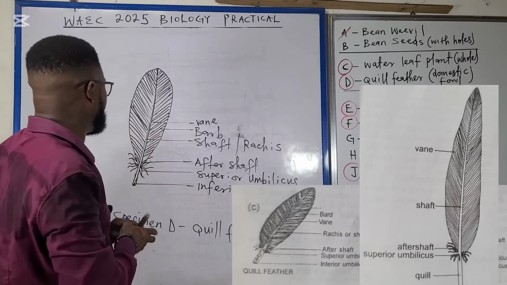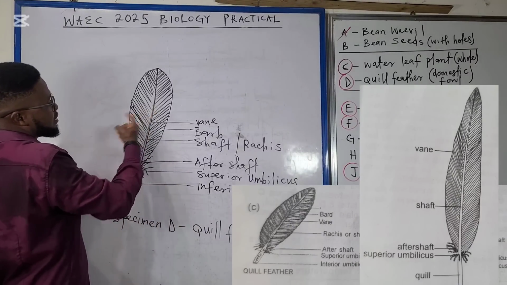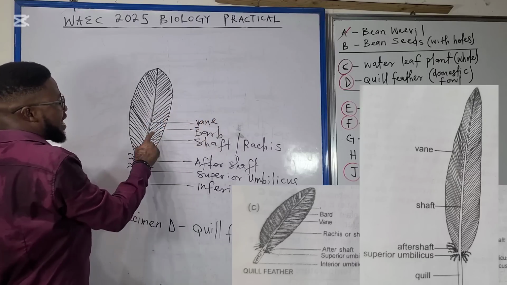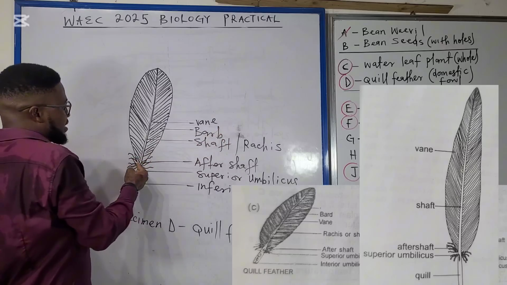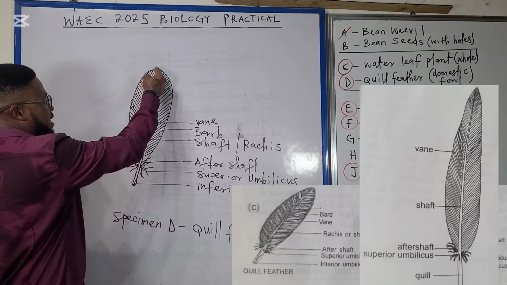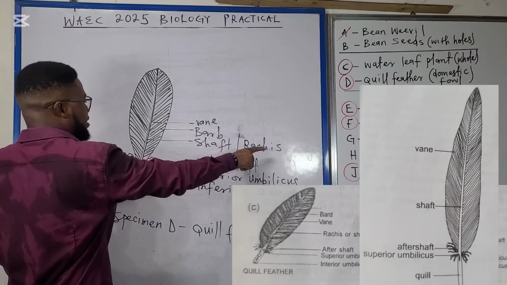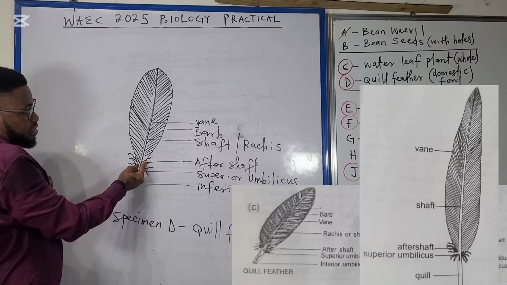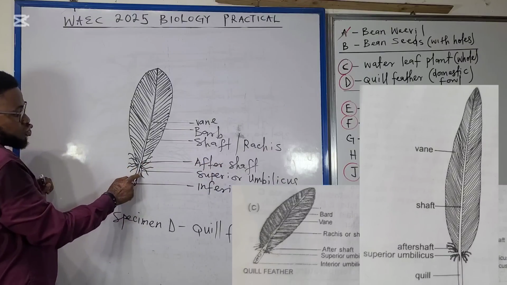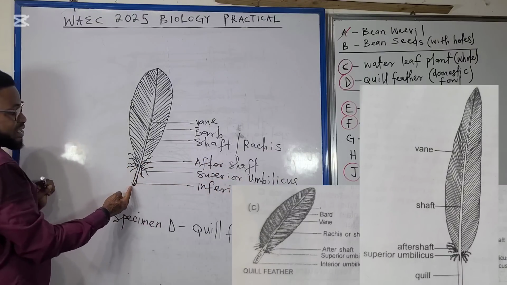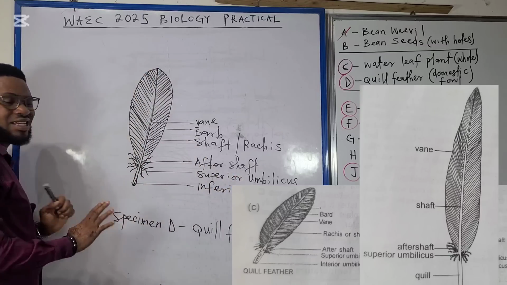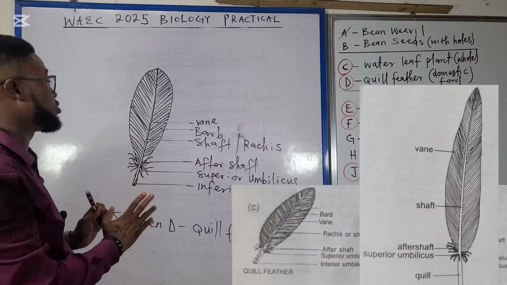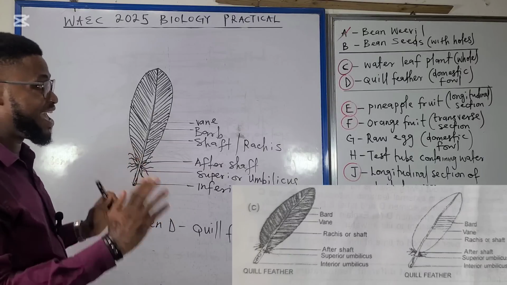Now talking about the labeling, you see the space between the lines here is the vein, and then the line itself is the barb. Then the one we have at the center here, that is the shaft or rachis. And then we have the after shaft just about here. And then we have the superior umbilicus and then the inferior umbilicus. That is just the basic labeling for specimen D, talking about quill feather, and that just about ends that.